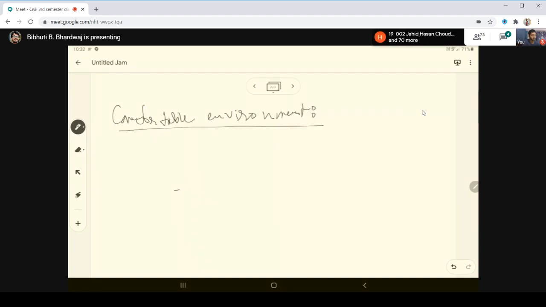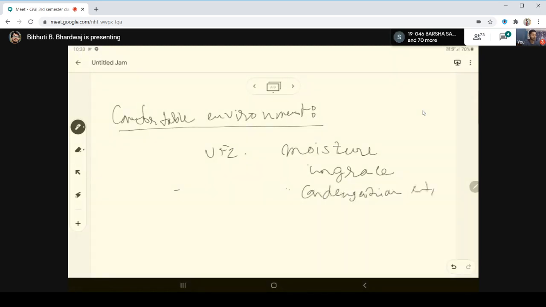Comfortable environment. So you write down comfortable environment. Comfortable environment should give comfort against natural external environment, namely temperature, relative humidity, moisture ingress, condensation, etc. It should be comfortable.